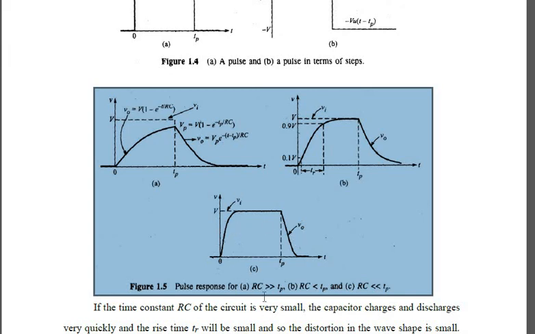If the time constant is greater than your pulse width, this is the response of your pulse input that will be obtained. Here you will be getting V naught of t in terms of pulse width. If your RC is less than TP, this is the response that you will be getting, and if your RC is very much less than your TP, then this is the response that you will be getting for your pulse input voltage. Fine.